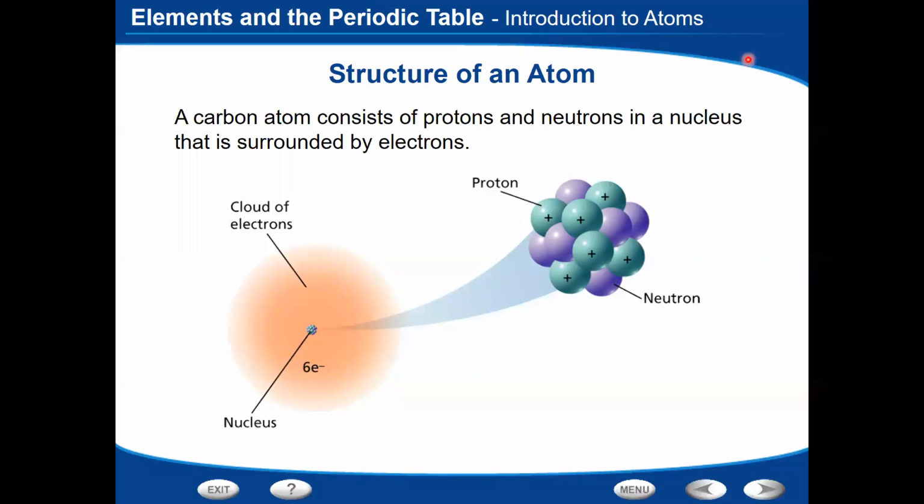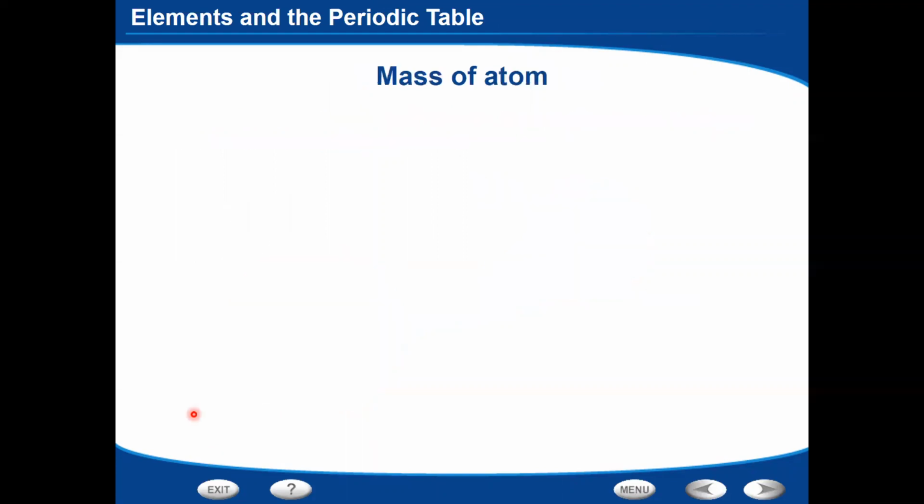So, what is the structure of the atom? The atom is composed of two regions: the cloud of electrons and the nucleus. The cloud of electrons is composed of electrons, and the nucleus is composed of protons and neutrons. Protons have a positive charge, neutrons have no charge, and electrons have a negative charge.